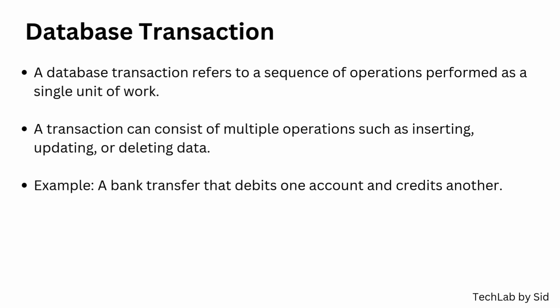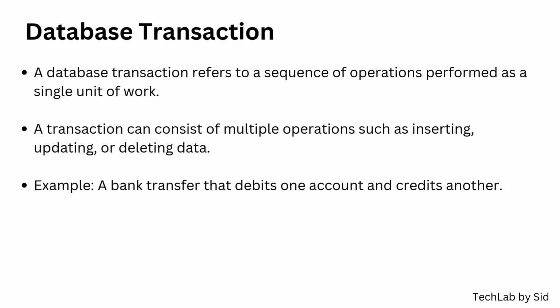To understand ACID, it's essential to first understand what a database transaction is. A database transaction refers to a sequence of operations that are executed as a single unit of work. A transaction can involve multiple operations such as reading, updating, inserting, or deleting data.